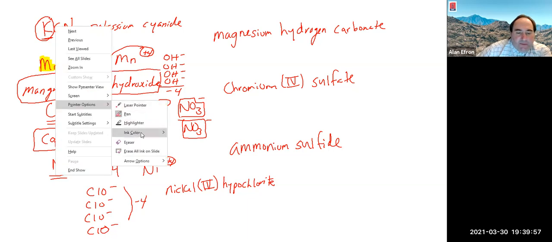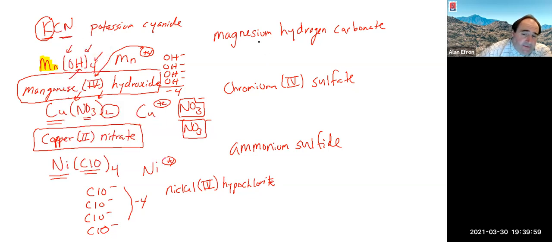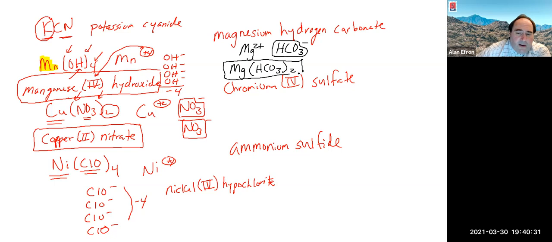So let's go the opposite way, where we get the name and write the formula. Magnesium is group 2, so that's going to be a +2 charge. We also have hydrogen carbonate, one of those polyatomic ions, also known as bicarbonate, which has a -1 charge. Even though there's a lot going on there, that whole thing has a -1 charge. That means we need 2 of those, and because we need more than one of those polyatomic ions, we put it in parentheses with a 2 on the bottom. Question on that one?